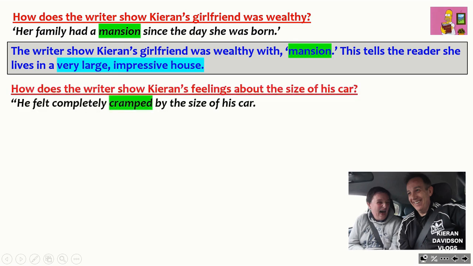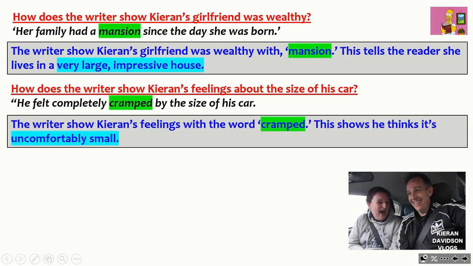Be a human dictionary. If it was, how does the writer show Kieran's feelings about the size of his car? He felt completely cramped by the size of his car. Again, be a human dictionary. What does cramped mean? This means he thinks it's uncomfortably small.